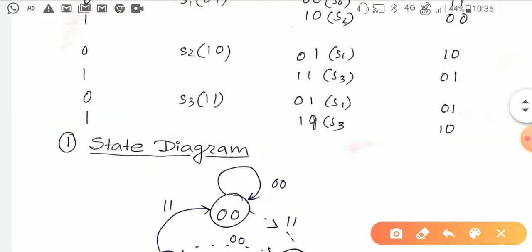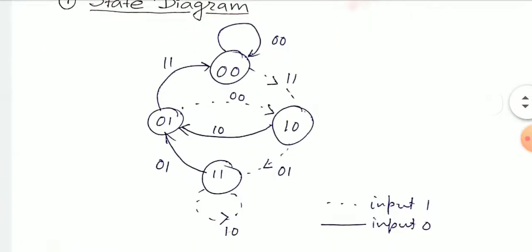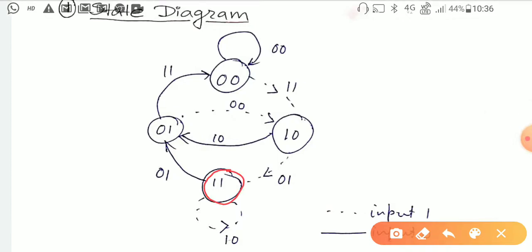For the input 0, the present state 1 1 changes to 0 1 and the output is 0 1 also. So this is reflected here also. When the present state is 1 1, the next state due to the input 0 is 0 1 and the output is also 0 1. So this way you can represent the state diagram.